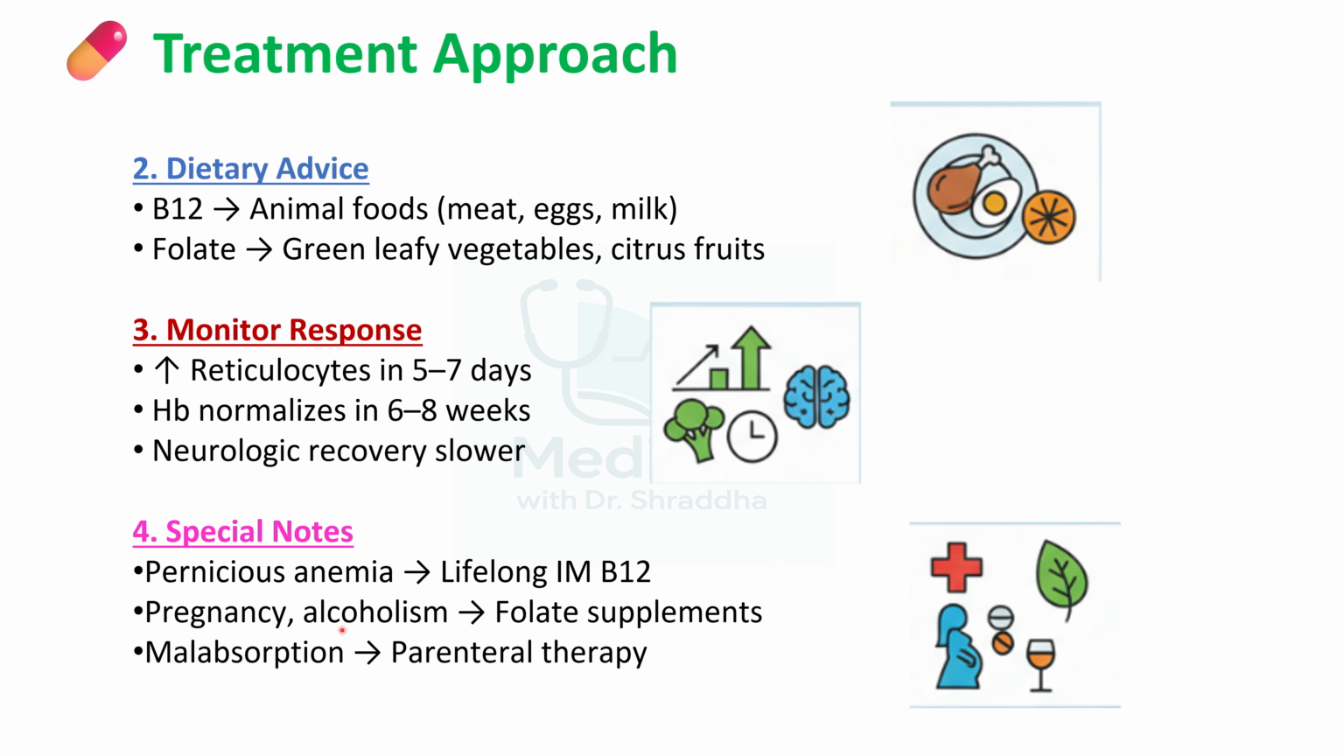During pregnancy and in cases of alcoholism, folate needs increase. So supplementation is recommended in these groups. And if there is malabsorption, like in Crohn's, celiac, or post-gastric surgery, oral therapy may not work. We must give parenteral treatment. To summarize, fix the diet, monitor lab response, and individualize the treatment. Think beyond labs, watch for neurologic signs, and always consider special cases like pregnancy, alcoholism, or GI disorders.